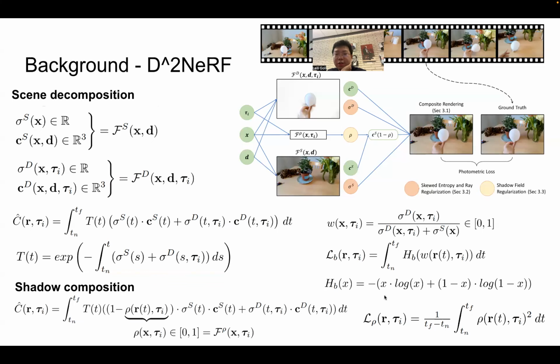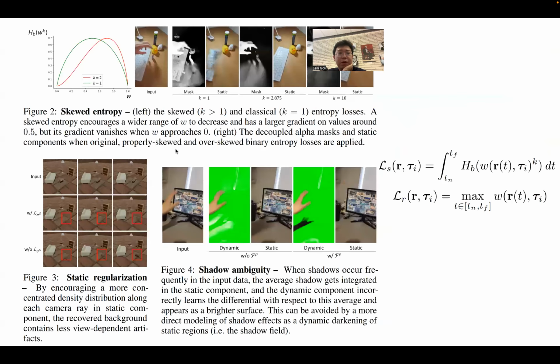And they also mentioned, in this figure, you can see this is the entropy loss. If you are not doing anything, the gradient will be zero when it's 0.5, so it's hard to optimize during the training. So they have modified this entropy loss with some weights, so it's easier to learn when it's 0.5 at the initial point.